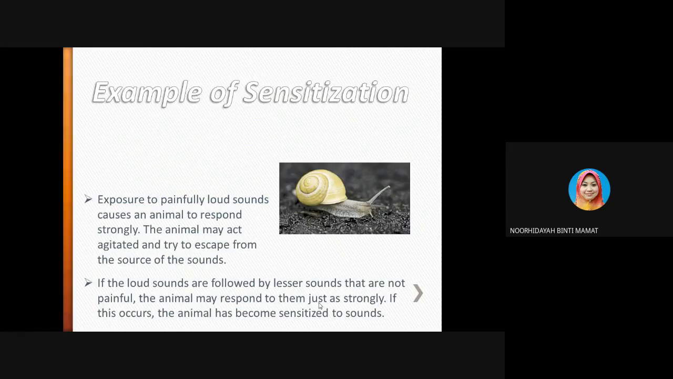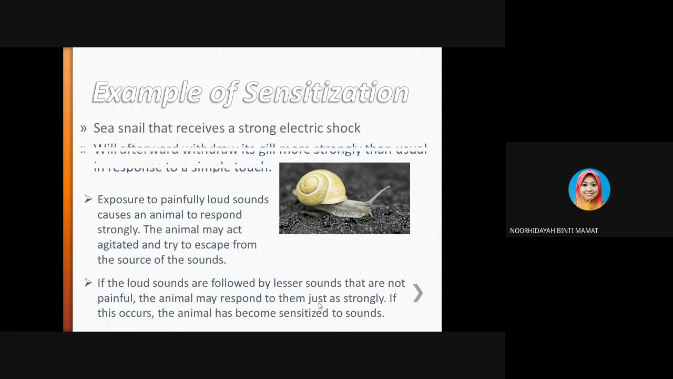For example, here we have a sea slug that receives a strong electric shock. Afterward it will withdraw its gill more strongly than usual in response to a simple touch. Because it received a strong electric shock, it reacts more strongly even to a simple touch. This is sensitization, an increase in response, because exposure to a painfully loud or intense stimulus causes an animal to respond strongly.